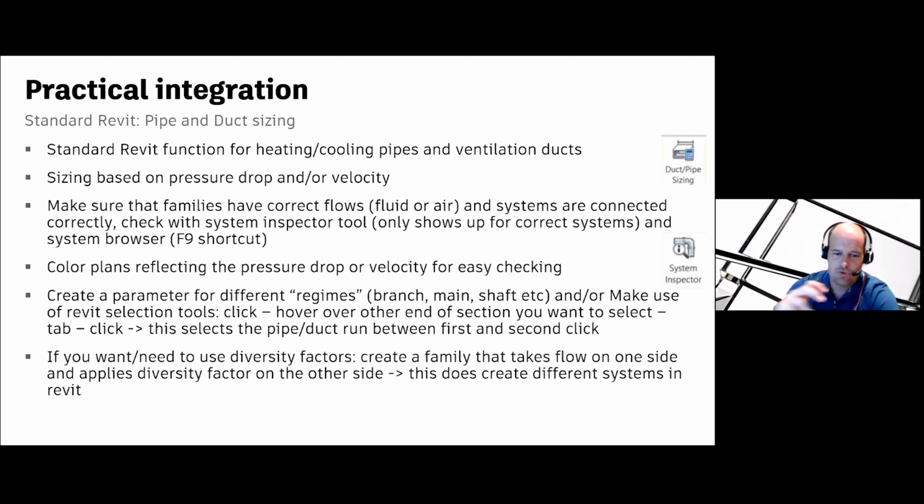So on every floor, you can set a family or connect a family into the ducting system that applies that diversity factor. The backside of that is, of course, that it actually does create two different systems. So you don't have one ventilation system, but everywhere where you put one of those families that splits it up, you have one system on the left side and one system on the right side. So if you want air volumes in your system or fluid volumes, you have to add up some different systems, for which you can create a script or an add-in, of course.